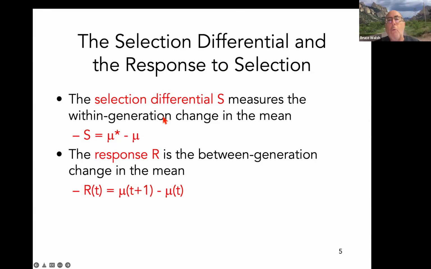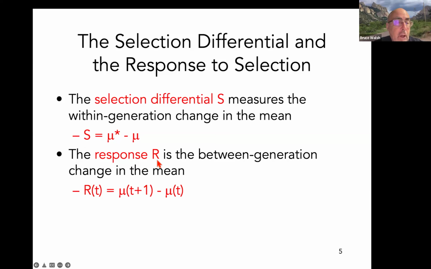So again, I have a whole room full of individuals. I pick a small subset of those as parents for the next generation, and the mean of that subset of individuals is mu star. The mean of the entire population is mu, and that difference between the mean of the selected parents and the mean of the overall population is the within generation change, selection differential S.